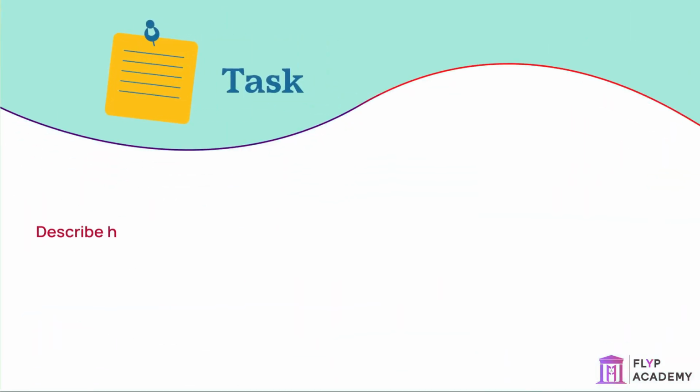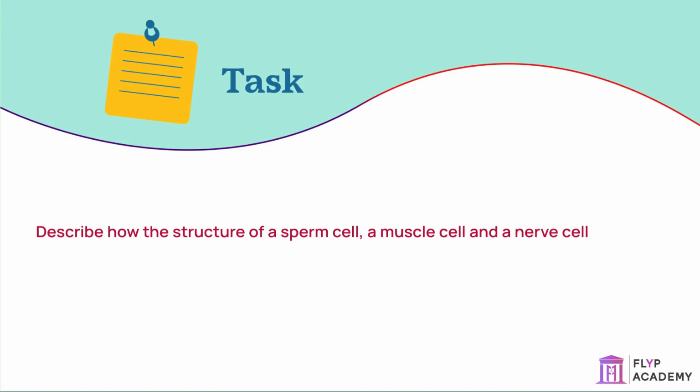Task: describe how the structure of a sperm cell, a muscle cell and a nerve cell can make them well adapted for their functions.